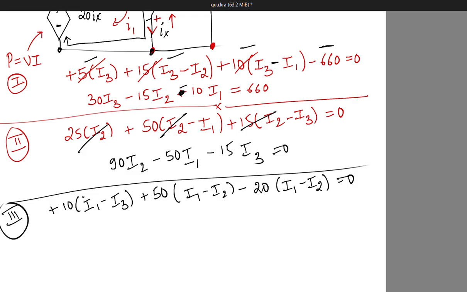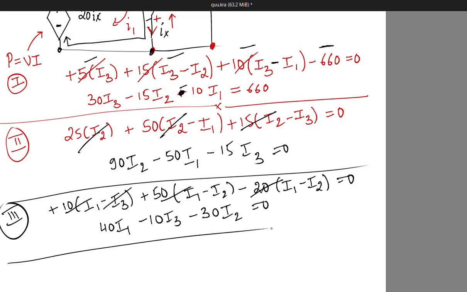Now we try simplifying this. It's 10I1, 60I1 minus 20, so it is 40I1. Now I3 is 10I3, so minus 10I3. Finally, you have minus 50I2 and plus 20, so it's going to be minus 30 I2. Yeah, so these would be our three equations.